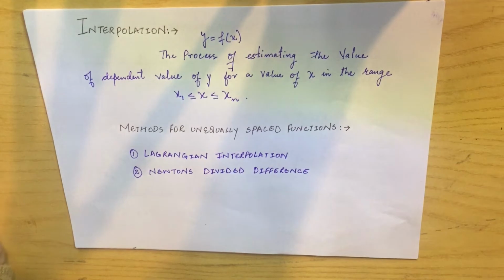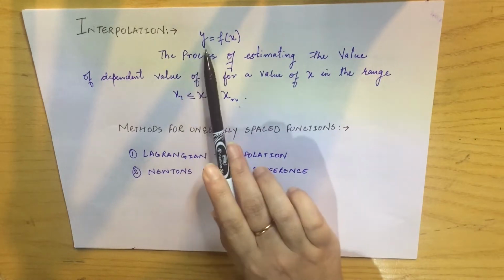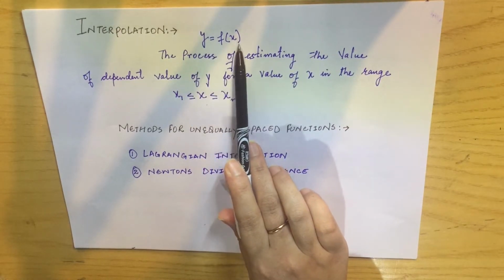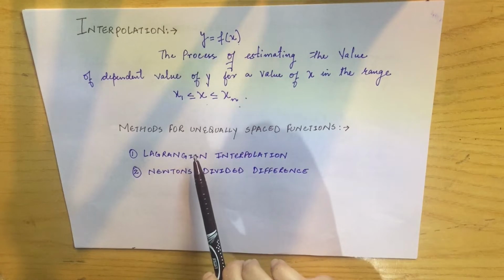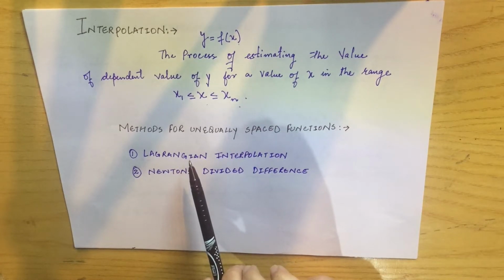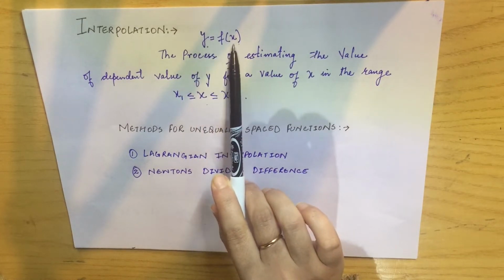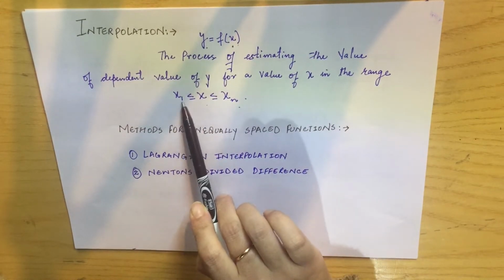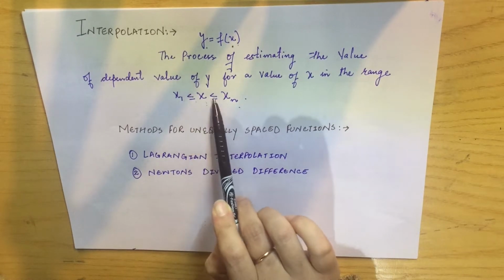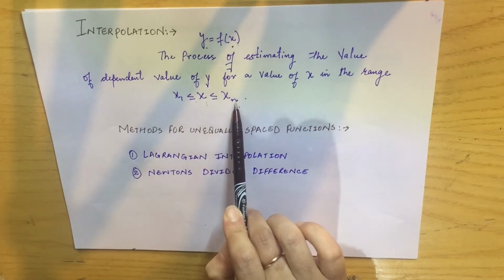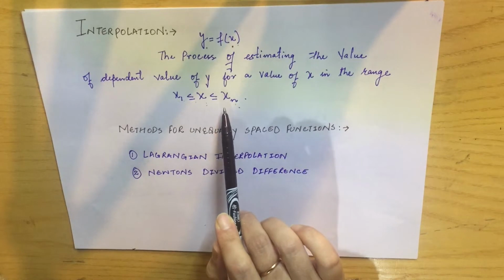Hello students, in today's video we will discuss interpolation and we will try to derive the formula for Lagrange's interpolation. So if we have a function y is equal to f of x, then the process that will estimate the value of the dependent value y for a value x in the range x1 is less than or equal to x is less than or equal to xn is known as interpolation.